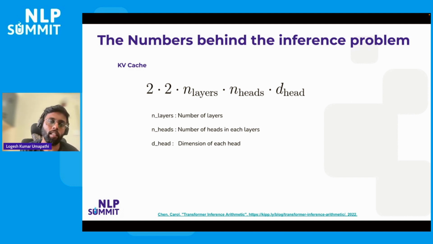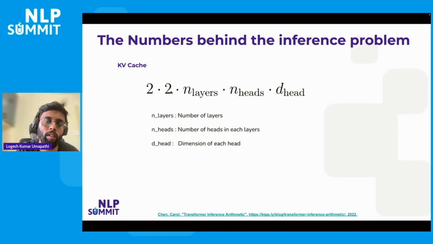So this KV, the key value matrices, is present in all the layers, and it is also replicated across all the heads of a transformer model. That's why we have n layers into n heads, and this is the dimension of the matrix, that is the embedding size of individual head. So this is D head, and the first two denotes that we have two matrices here, K and V, key and value matrices.